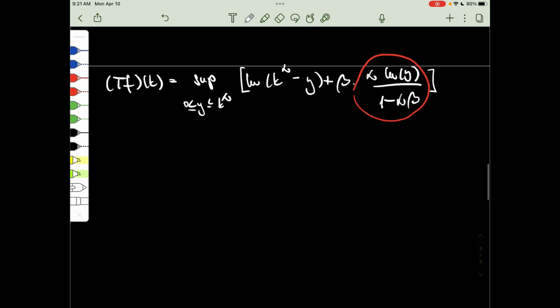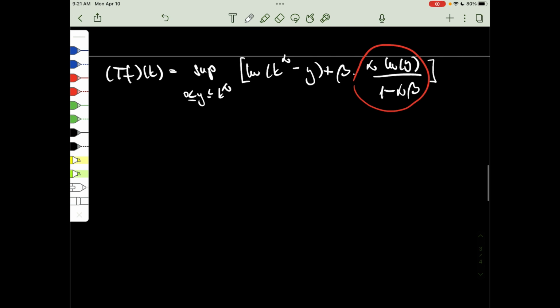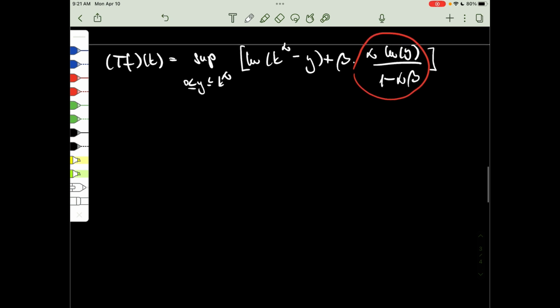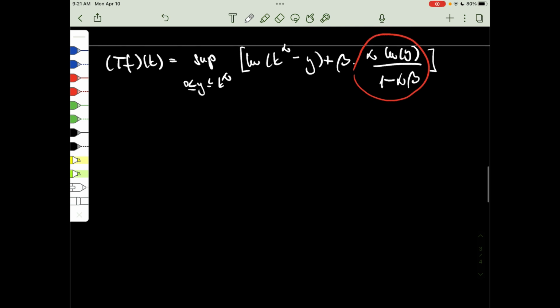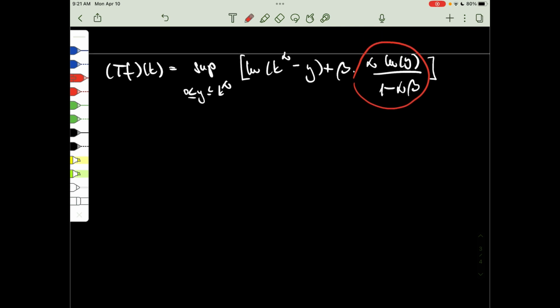It's correct. I'm just checking, and yes, it's correct. So we need to find the optimum value of next period capital stock. So we have the decision variable y, and we need to derive the first order condition with respect to y, next period capital stock. So let's try to set up the first order condition.